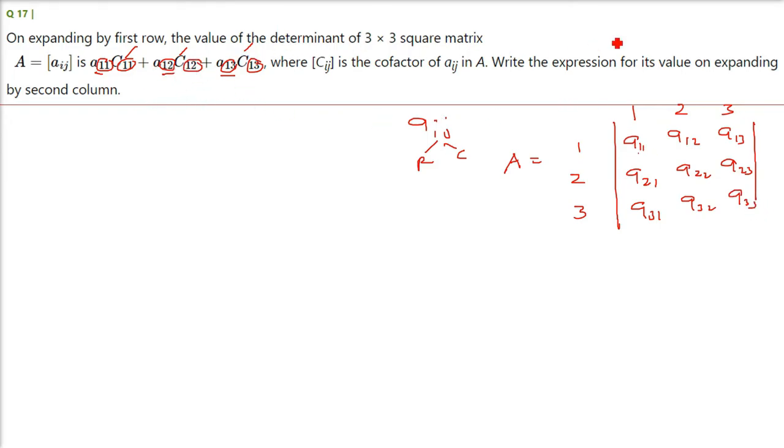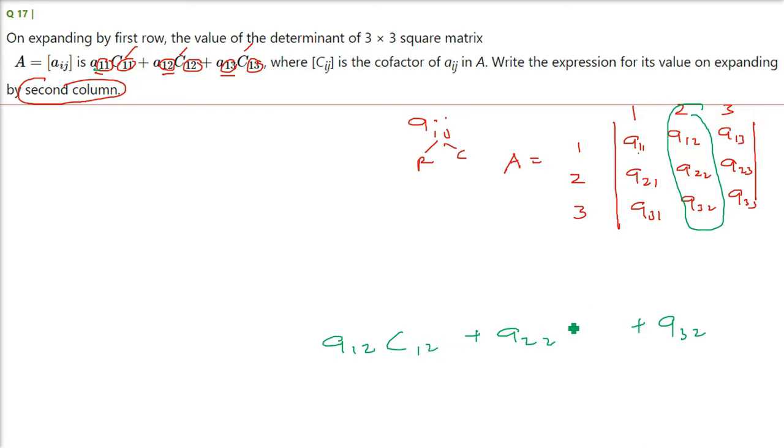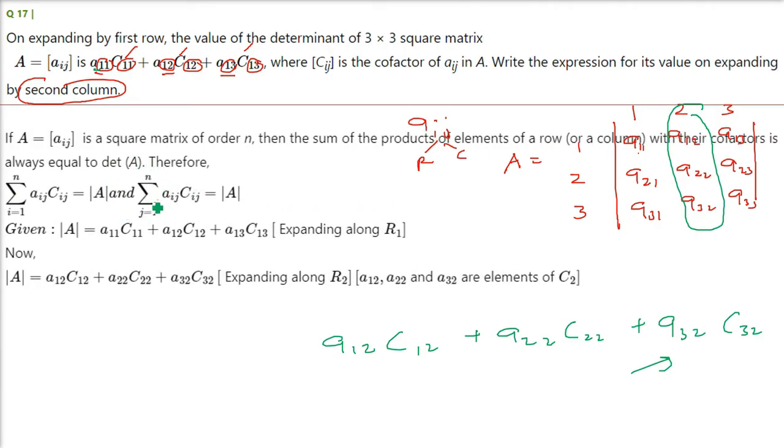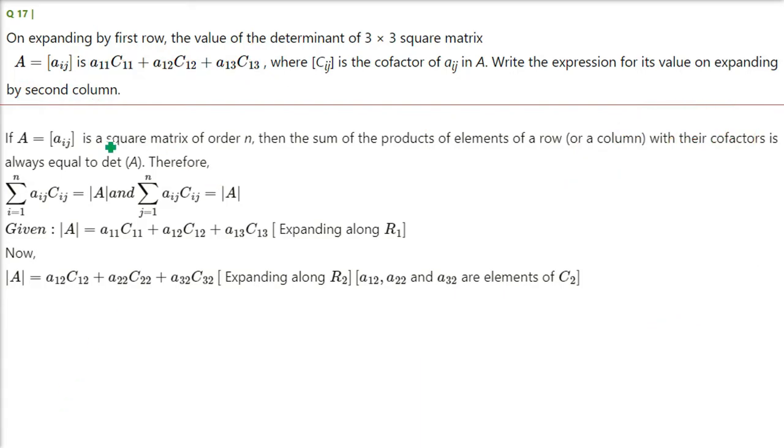Now, when we want to expand it using the second column, where is the second column? Let me just change the color. This is what we are calling the second column: A12, A22, and A32. And what are the values we are going to put here? The cofactor and the subscript will remain the same. A12 C12, A22 C22, A32 C32. This is your answer. These are the whole steps which you have to follow, but I have given you the logic, what it actually means. So let me just clear it and you can have a look here.